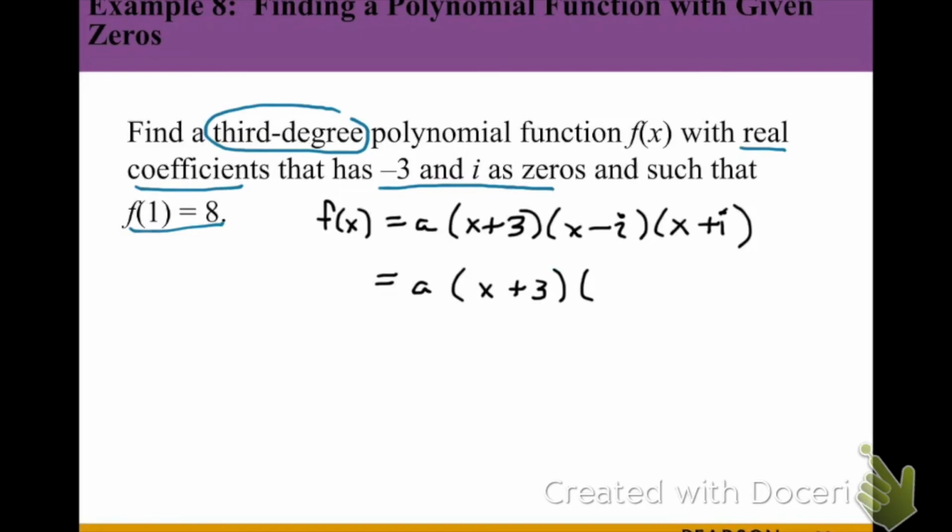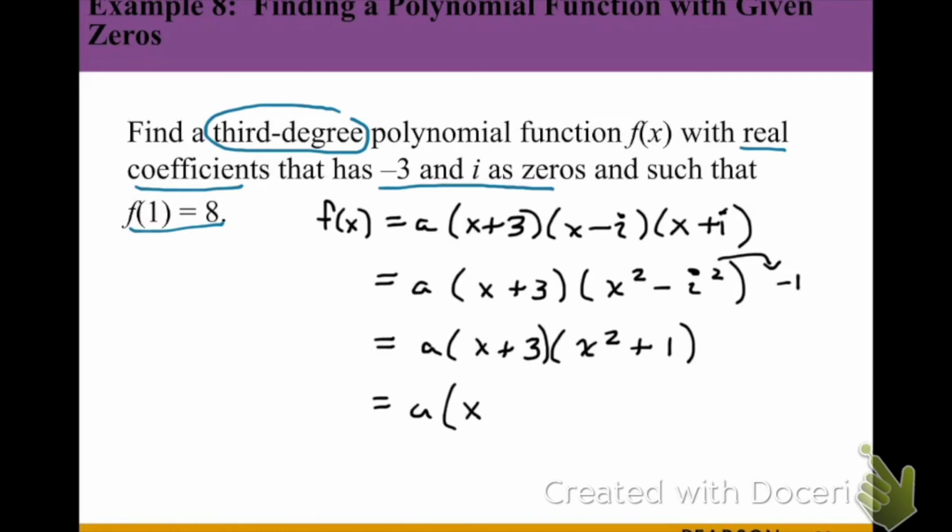I'm going to start by multiplying the x minus i and x plus i together, which is going to be like our difference of squares, but working backwards. So that's going to be x squared minus i squared. But remember, i squared is the same thing as -1, so that's really going to be minus a negative, so we'll get x squared plus 1.